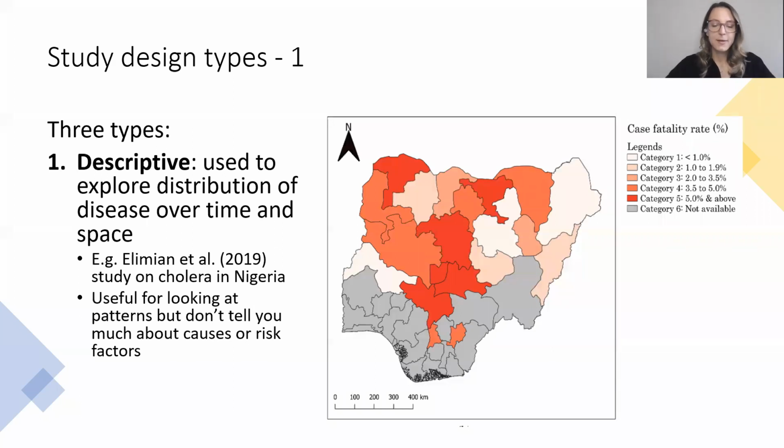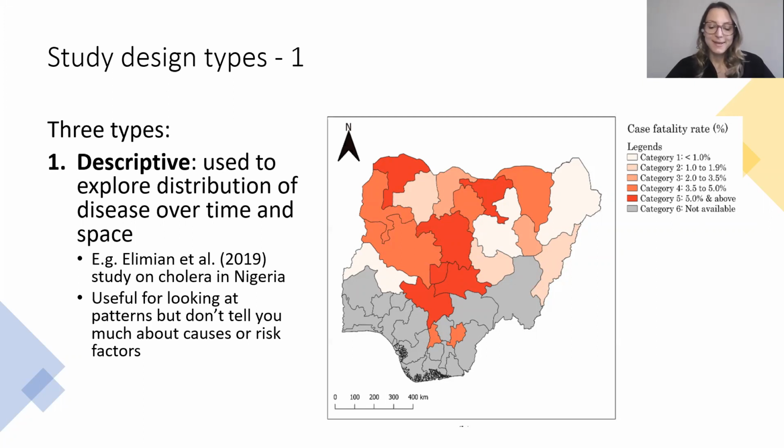So to start, a descriptive study is a very general sort of study that often looks at broad patterns in a disease over time and space. It's not really looking at establishing any potential causes as to why the pattern is there. It's really just trying to see if a pattern exists at all. For example, in this study by Elimian et al. in 2019, they were interested in looking at the state of cholera in Nigeria. So they were looking at mapping the case fatality rate of cholera across different states in Nigeria.